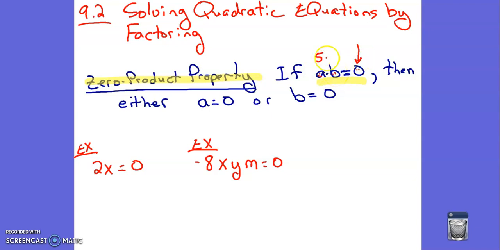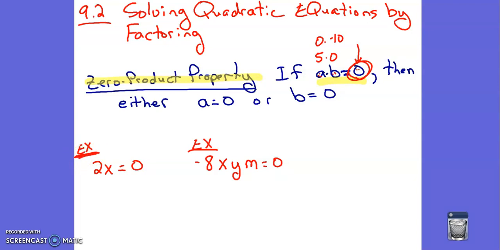Like this could be 5, this could be 0. Or this could be 0 and this could be negative 10. One of them has to be 0 when you multiply together. If the result is 0, then one of them has to equal 0. Has to be. So focus on when you're multiplying two things together, if the result is 0, that means one of them has to be 0.